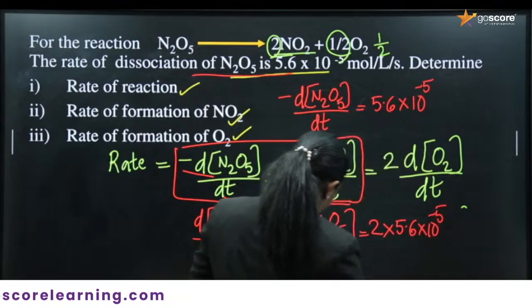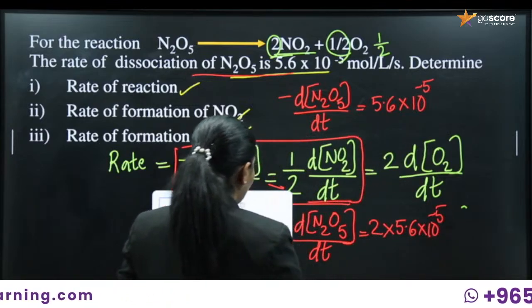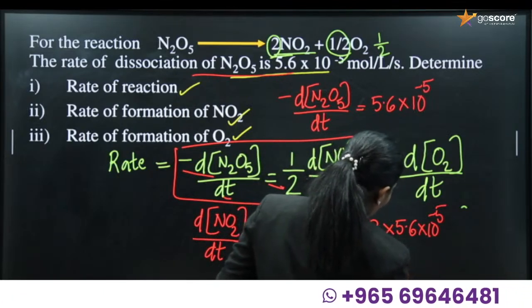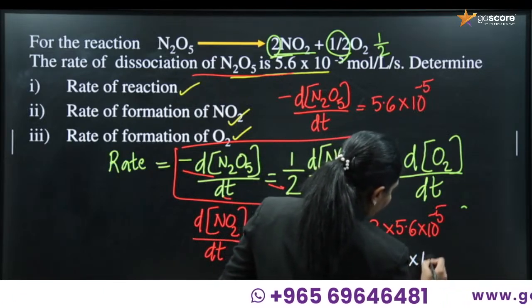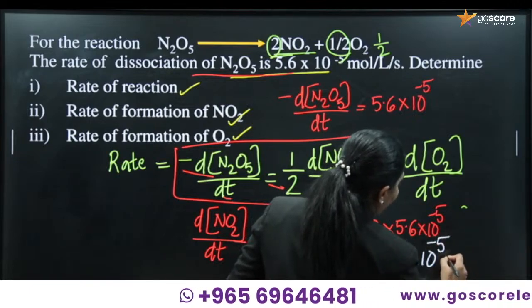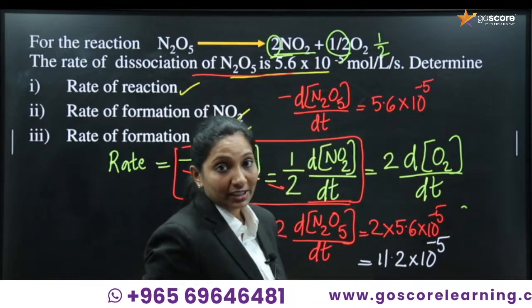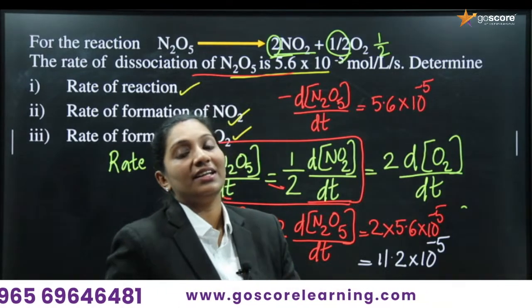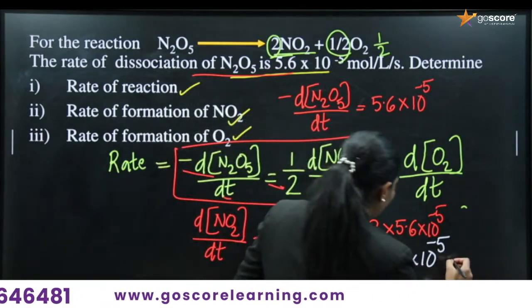So what will be your final answer? 11.2 into 10 the power minus 5. What will be the unit? Mole per liter per second. Okay.